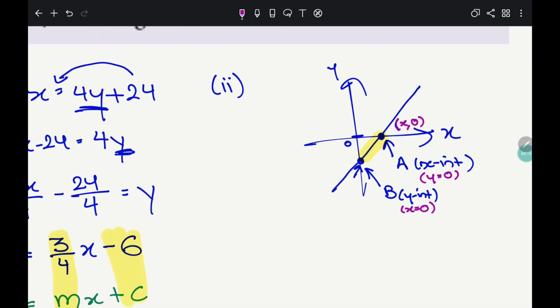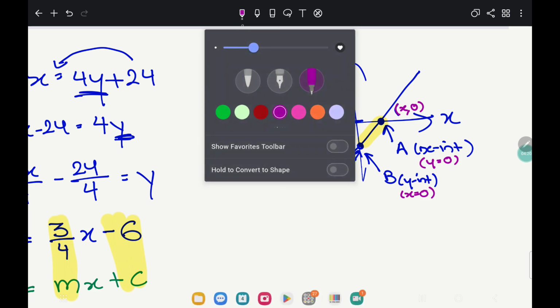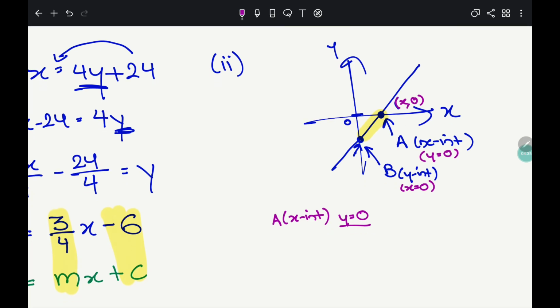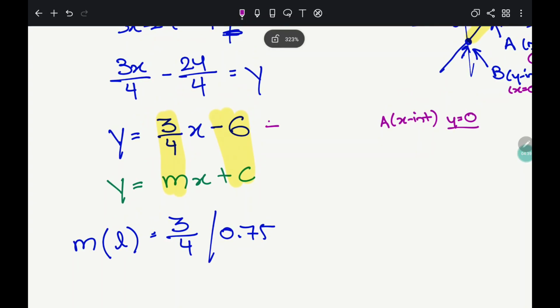So let's find out what the 2 coordinates are. We start off with A. I know it is the x-intercept. At the x-intercept, y equals 0. Have we gotten the equation? We have, over here. So I'm going to jot down the equation here: y equals 3 over 4 x minus 6.